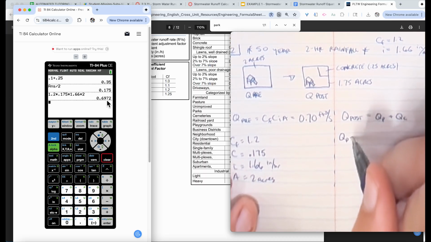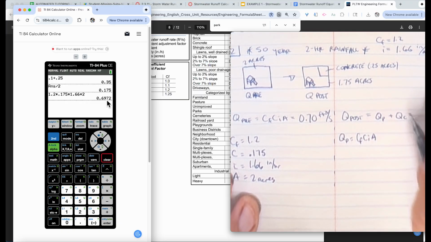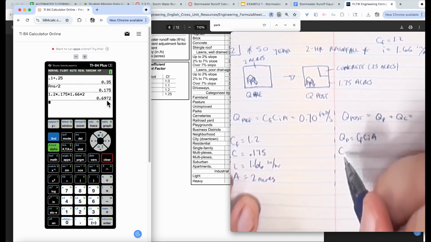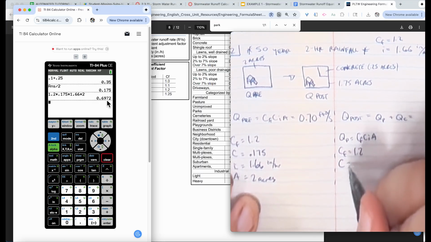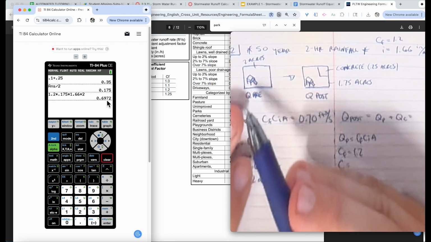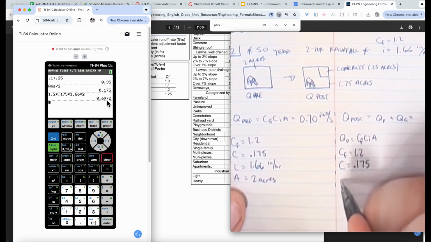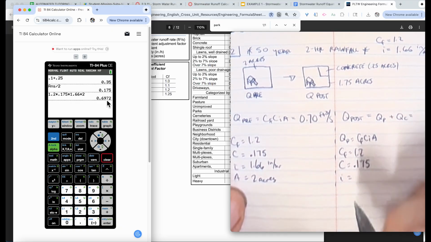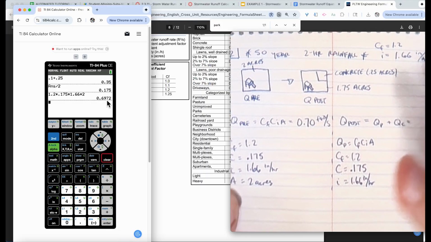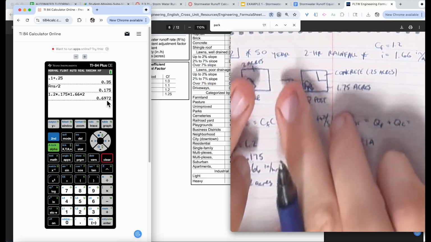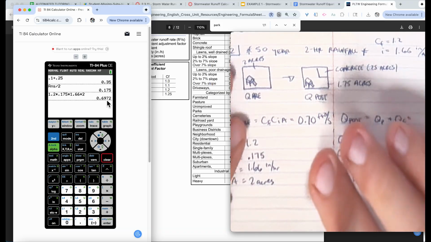So Q of the park is equal to CFCIA. Now, in this case, CF across the board is 1.2 as we said, right? C, just as we said, is for the park. We just found C for the park over here, so we can use that same value, 0.175. I remains the same across the board, so it's 1.66 inches per hour. Remember, I is going to remain the same for this entire problem, right? Because it's a 50-year, 2-hour duration storm in Nashville, Tennessee.